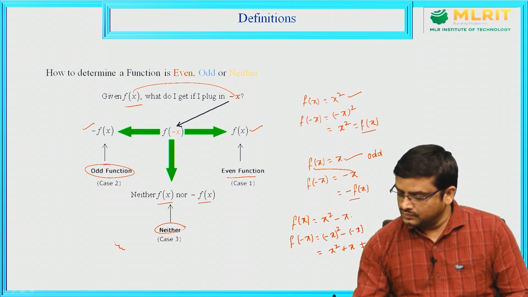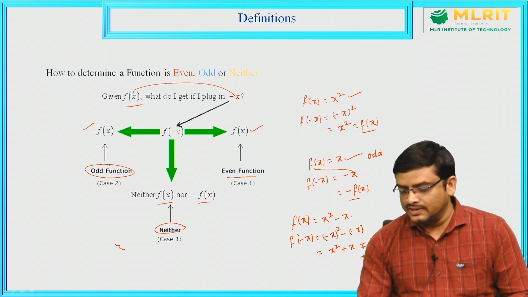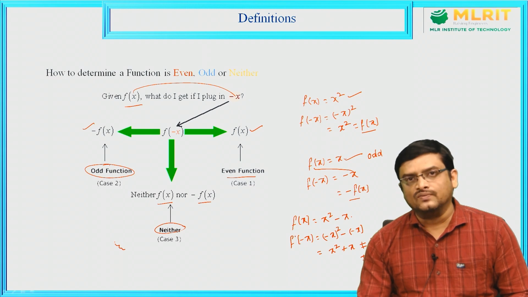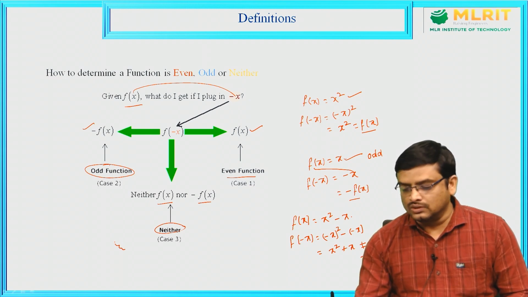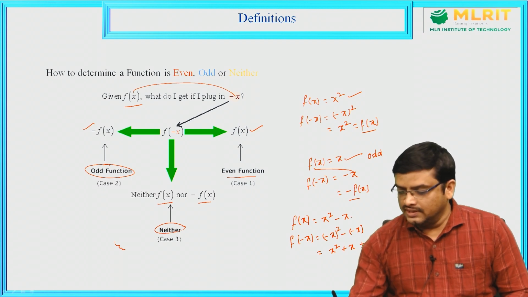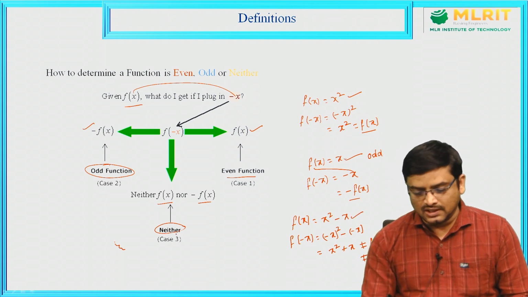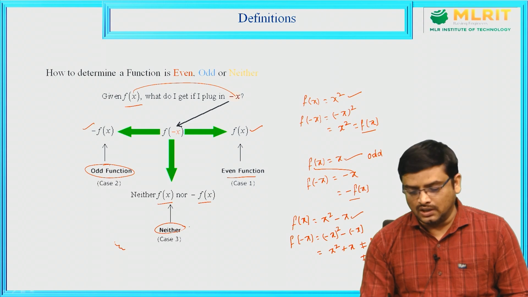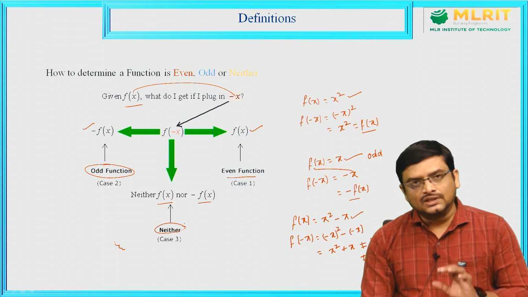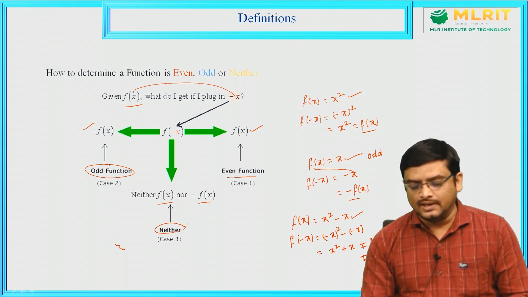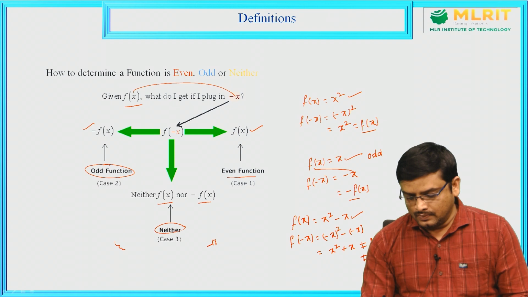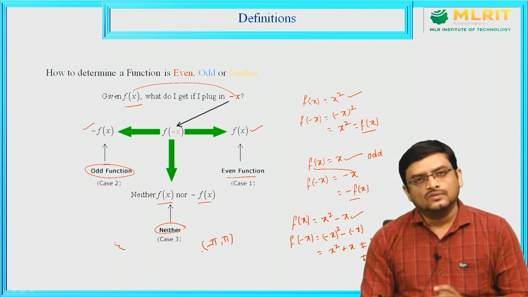So whenever we replace x with minus x in the given function, if that value is not equal to f of x and not equal to minus f of x, then we call the function neither even nor odd. So these are the three important definitions we have to know whenever we are going to find out the Fourier series in the interval minus pi comma pi. Based on this only we are going to find out the Fourier series for the given function.